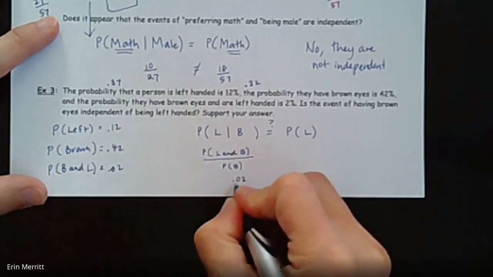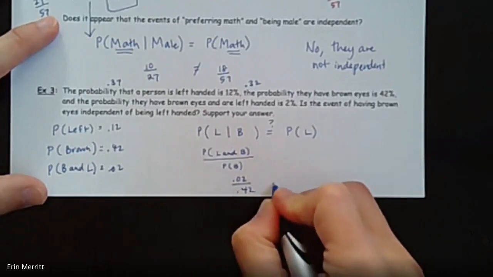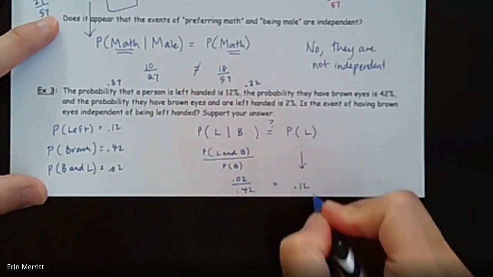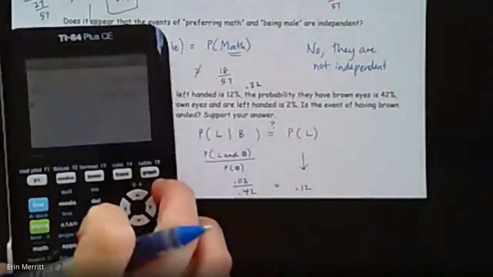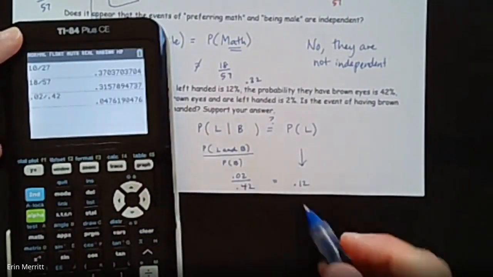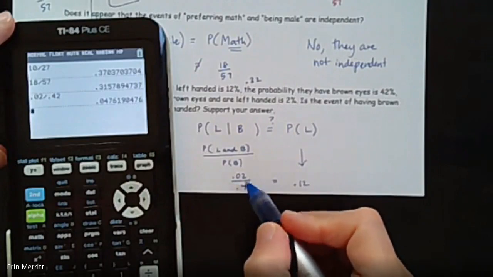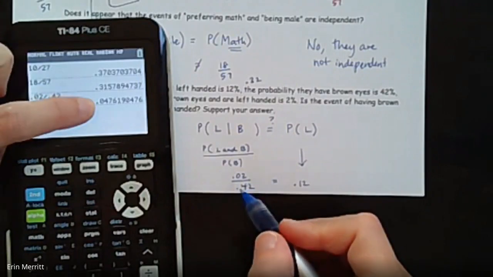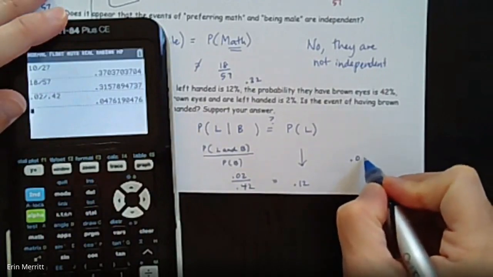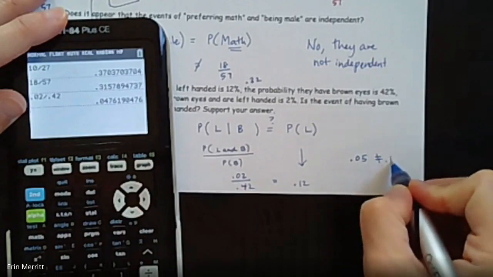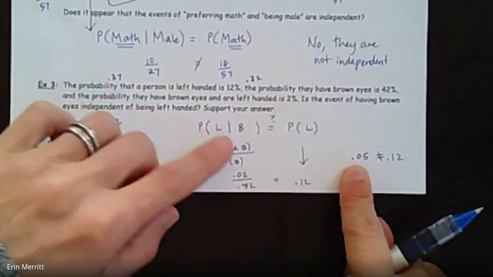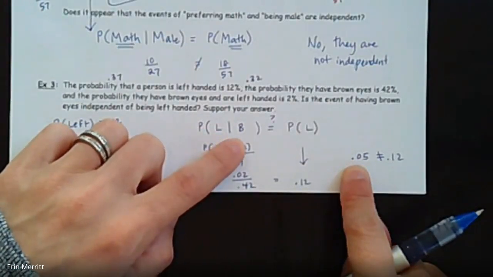All right, let's do some quick calculations. That is 0.02 out of 0.42. We're asking, is that the same as the probability that you're just a lefty in the first place, which is 0.12? All right, let's calculate 0.02 divided by 0.42. They're saying if you have brown hair, the chance that you're a lefty is just shy of 5%, so about 0.05, which is not the same as 0.12. They're actually saying it's a lot less likely that you'd be left-handed given that you have brown hair.